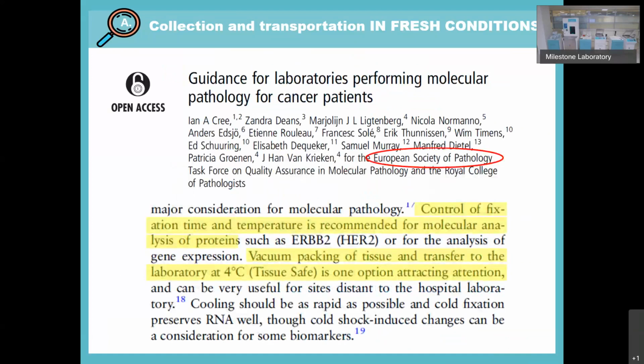In this paper released by the European Society of Pathology, they mention the guidance for laboratories performing molecular pathology for cancer patients. They indeed recommend the control of fixation time and temperature for molecular analysis of proteins. And they indicate the vacuum packing of tissue and transfer to the laboratory at 4 degrees Celsius as one recommended option. As of today, we have more than 50 scientific documented papers by independent groups of pathology and institutes that validate the vacuum transportation, collection and storing for examination.